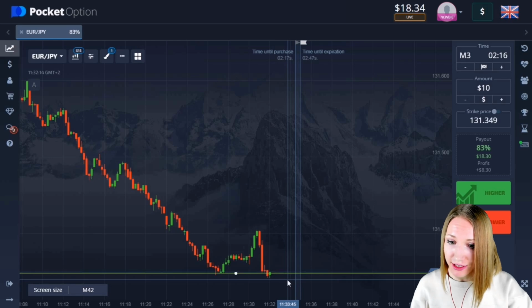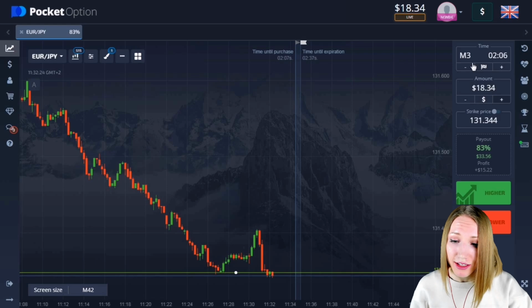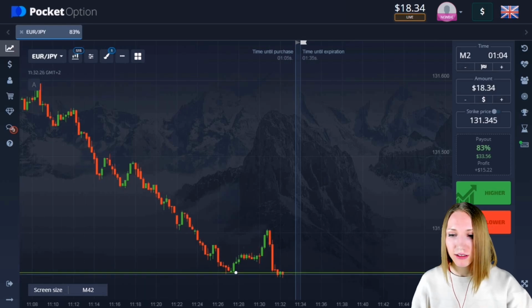So right now you can see the sticking to the level, and let's open the trade for 1 minute with down here. I think this time will be enough, and in this time this level will be broken through definitely.